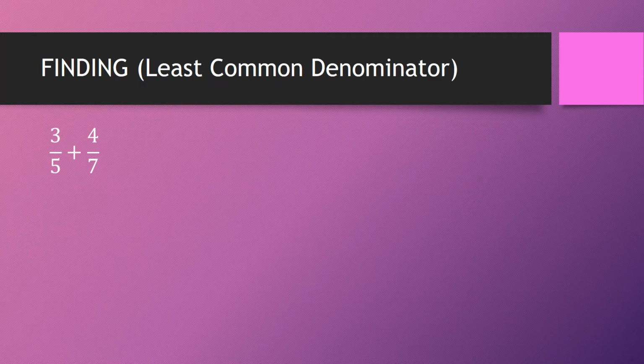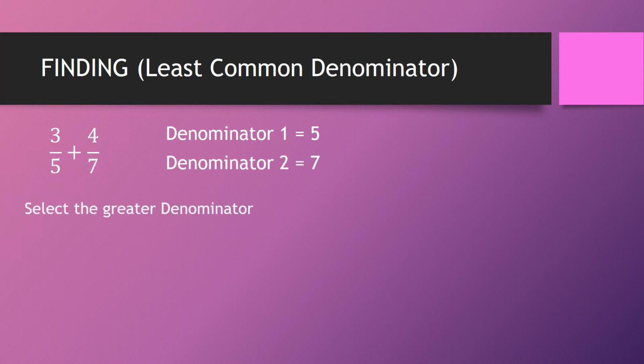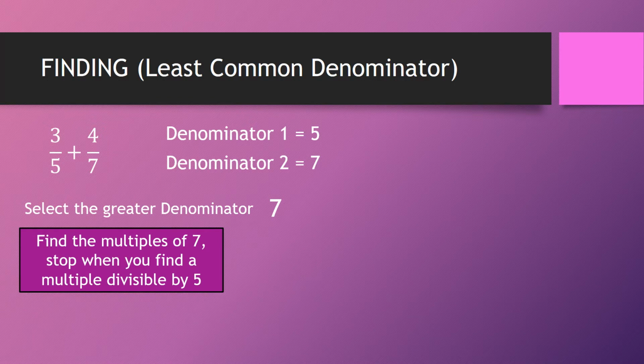For example, you need to find the least common denominator. In this case, denominator 1 is 5 and denominator 2 is 7. What do you have to do? Number one, you need to select the greatest denominator. In this case, the greatest denominator is 7. After you find the greatest denominator, you need to find the multiples of 7, and you will stop when you find a multiple divisible by 5.